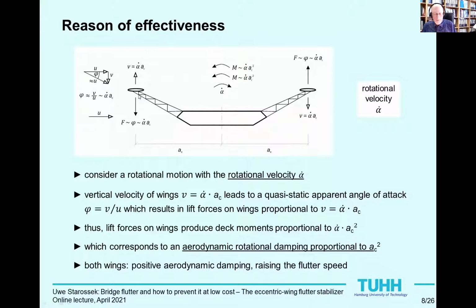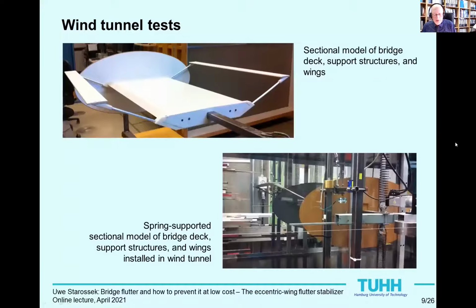To verify the flutter suppression effectiveness of eccentric wings, we performed wind tunnel tests in our laboratory using a sectional model of the bridge deck without wings or with wings on either or both sides of the deck model, the latter case seen here. The model is spring supported so that the flutter speed can be measured directly.